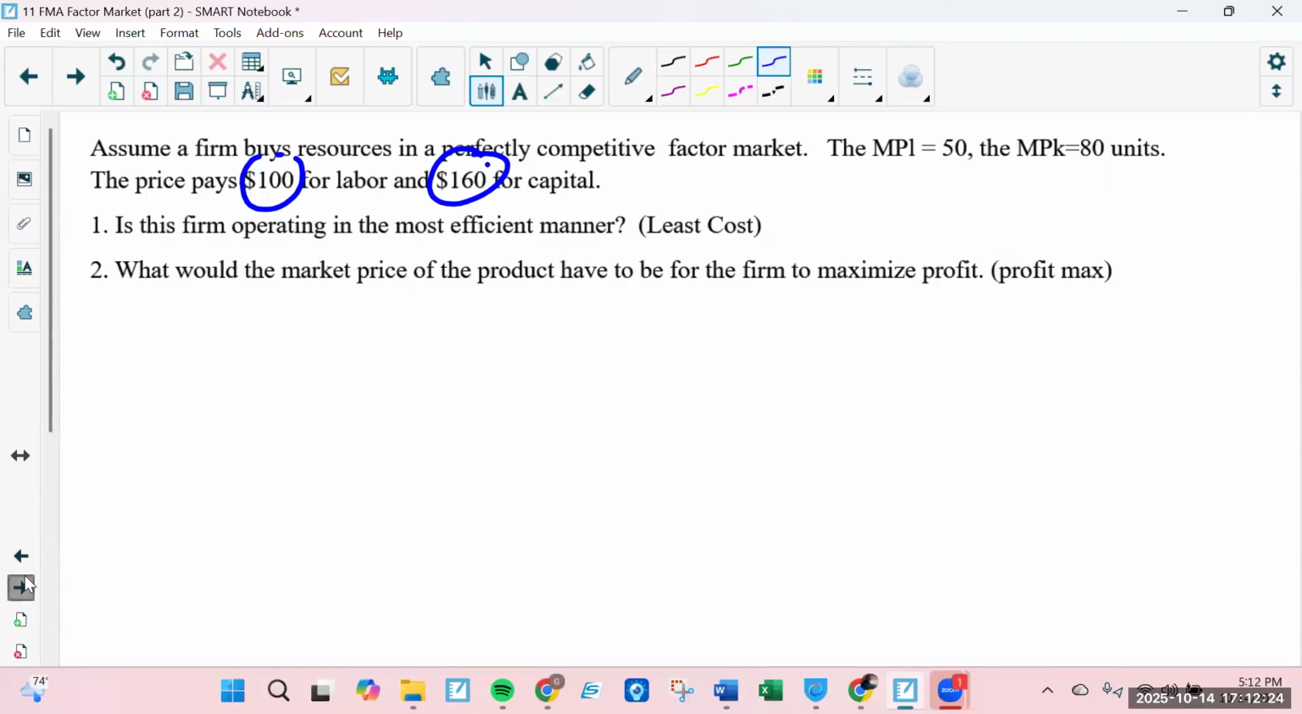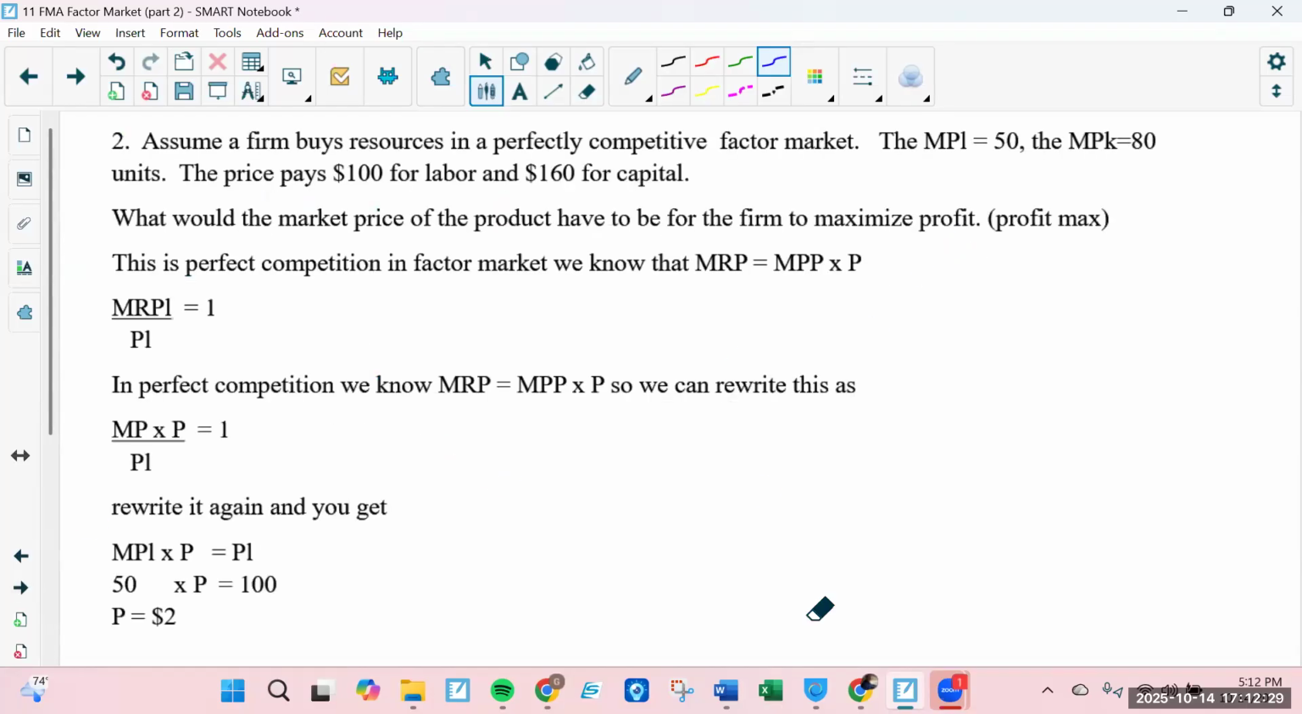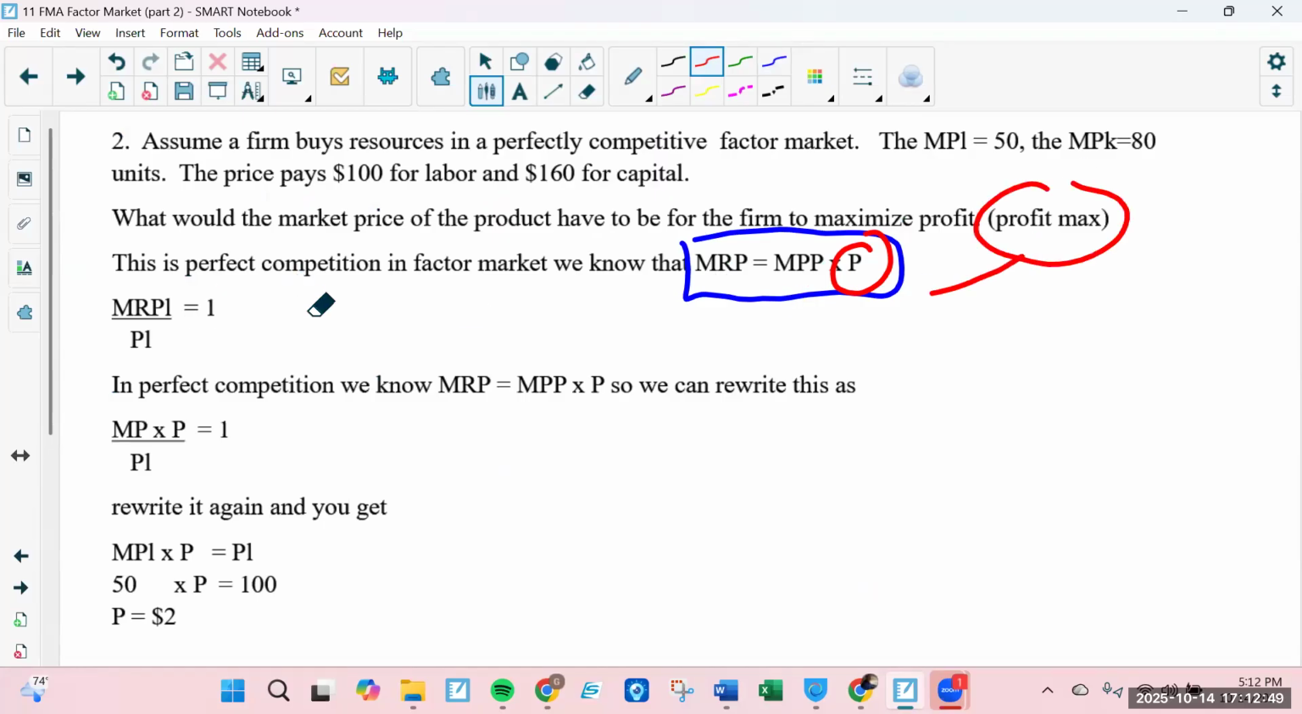Well, we need to go back to the things that we know here. First thing we know is that the marginal revenue product is marginal product times product price. There it is. That's what we're looking for right there. We're trying to find that. We know that marginal revenue product of labor over price of labor has to equal 1, because we told you that they're profit maximizing. So there's the formula for profit maximizing. Then we also know this formula right here, that marginal product times price is equal to MRP.